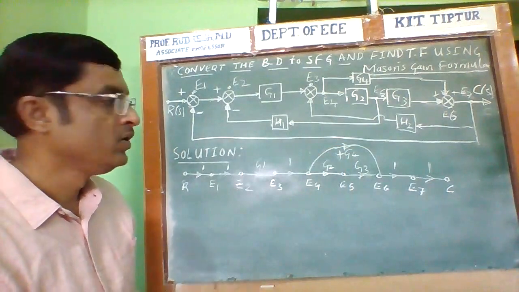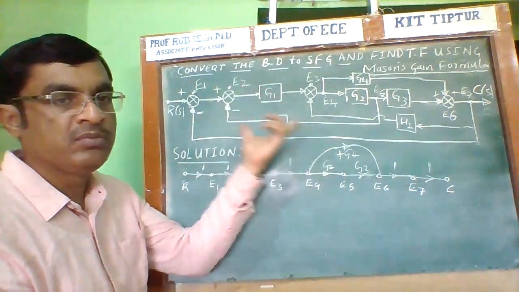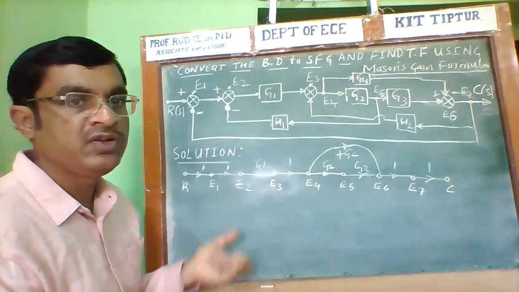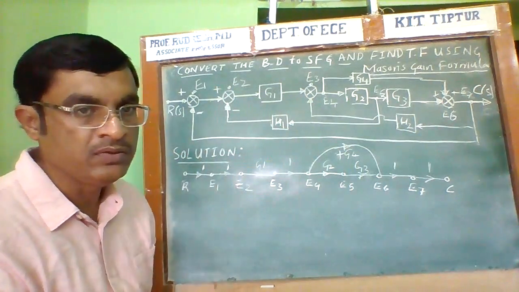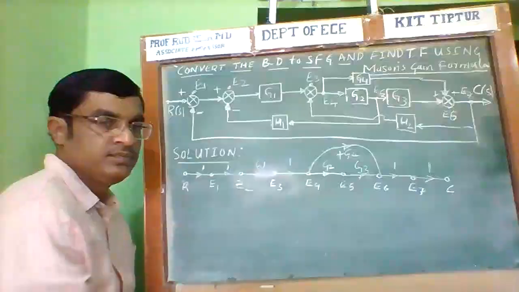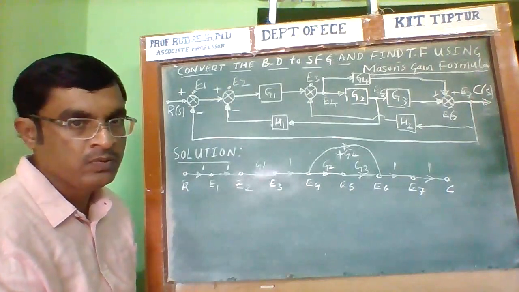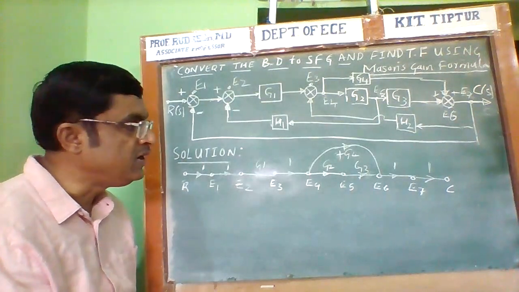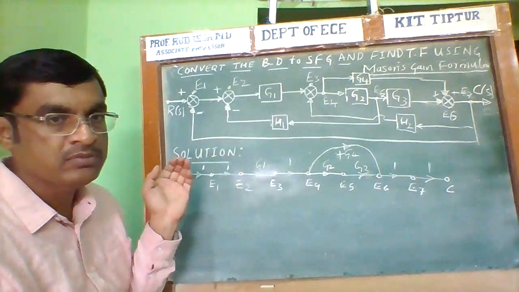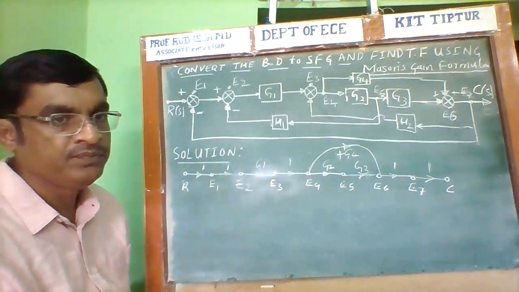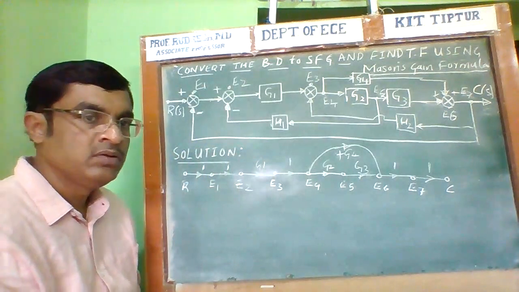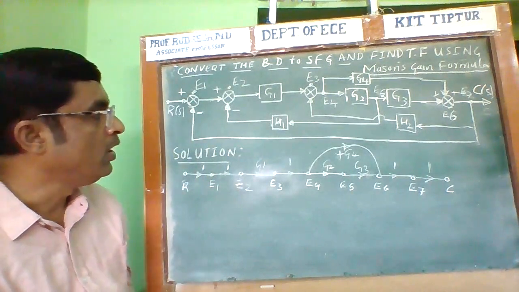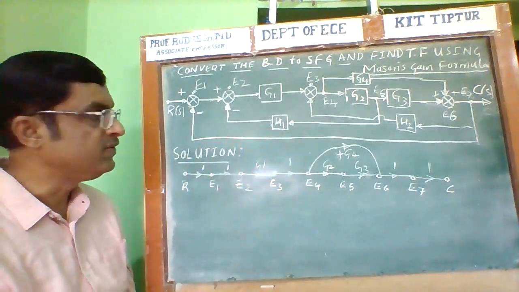Then, from the block diagram, identify the feed forward path between the various nodes and mention the gain along with the sign. This is the second step. The next step is to identify the feedback paths from the block diagram, connect the nodes along the feedback path between the nodes, and mention the gain along with the sign.